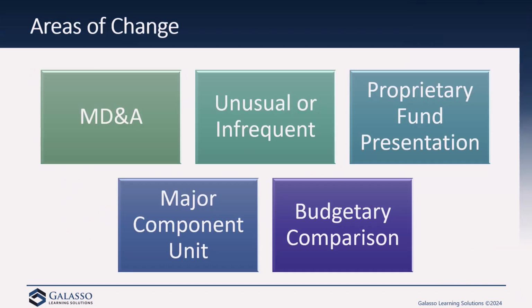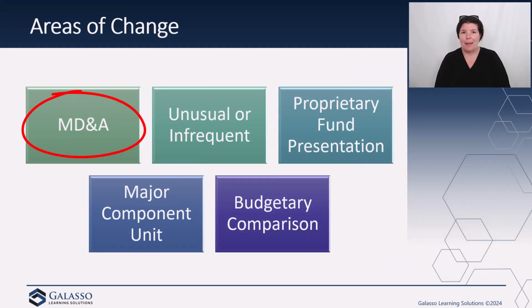However, they still did make several areas of change, as you can probably imagine. And so the core areas of change are going to be the MD&A, unusual or infrequent transactions, the presentation of proprietary funds, major component unit presentation, and budgetary comparison. So what we're going to do is take a look at what the impact of each of these is going to be. All right, so let's take a look at MD&A.